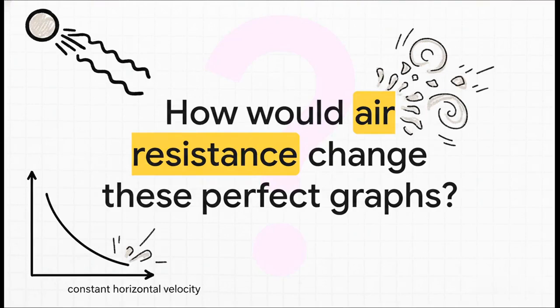That's it. And that brings us to one last really important thought. Everything we've done here, it's in a perfect physics world. But the real world, it isn't so perfect. We've completely ignored a huge real-world factor, air resistance. So the question I want to leave you with is this. How would that friction from the air mess with our nice perfect graphs? What do you think would happen to that simple constant horizontal velocity if air was trying to slow it down the whole time? Think about that, because when you do, you're already starting to think like a real physicist.